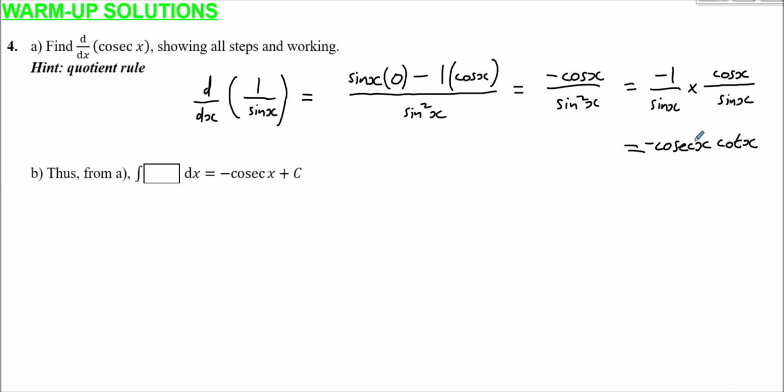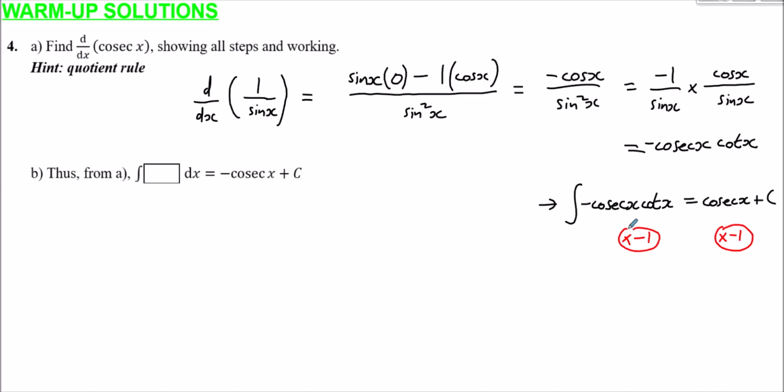Therefore, if I had to integrate minus cosec x cot x, I would get this back here. I'd get a cosec back. So what this implies is, if I were to integrate minus cosec x cot x, I would get cosec x plus c. However, what if I wanted to integrate positive cosec x cot x? Essentially, it's just adjusting this negative. So I'm just going to be multiplying by -1.